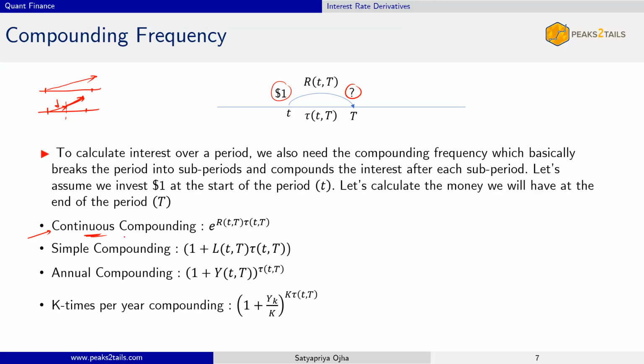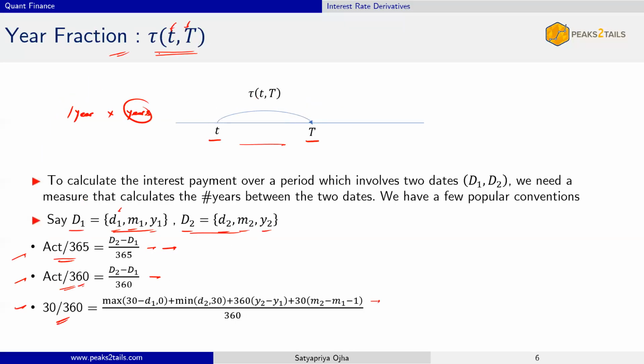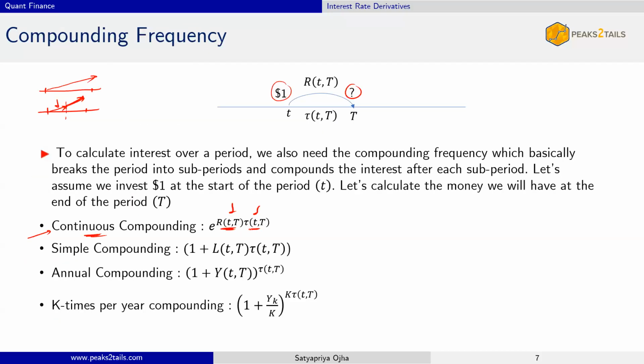So under continuous compounding, I'm calling the rate R. So it will be e to the power of the rate that is applicable. Remember, this rate is always per annum, so you need to multiply by the year fraction, which is tau(t, T). Tau(t, T) will depend on the convention that you're using, remember, that's what we talked about for the year fraction. So e to the power rate times year fraction. That's how much money you'll have at the end of the period.